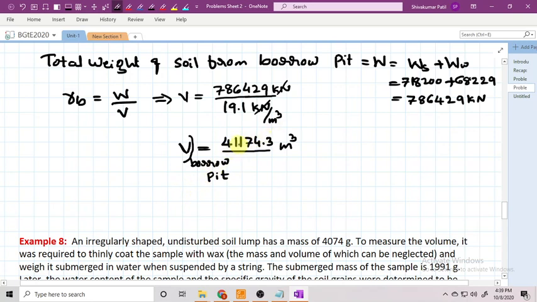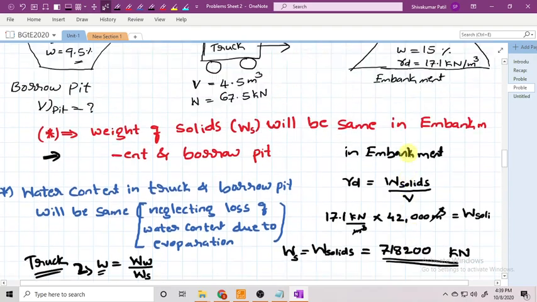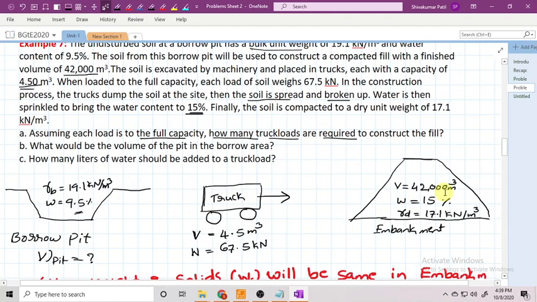So this much volume has to be removed from the borrow pit: 41,174.3 cubic meter of soil has to be removed. Then only you can build the embankment with 42,000 cubic meter.